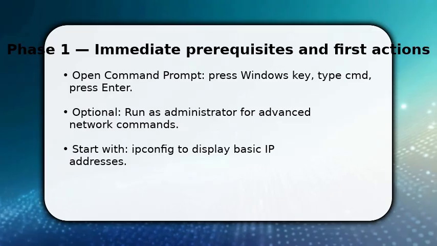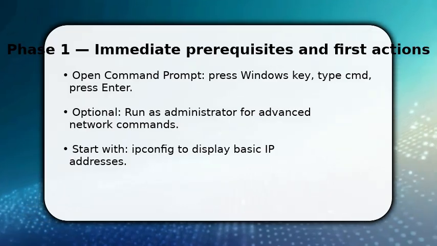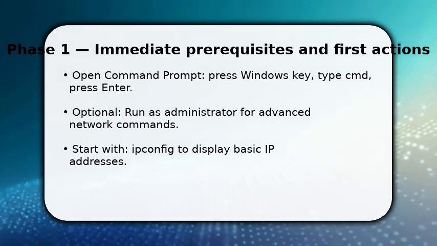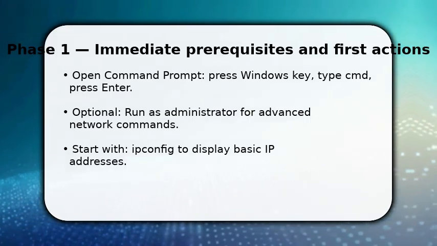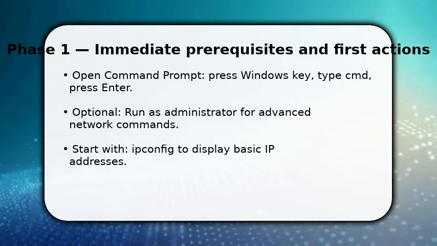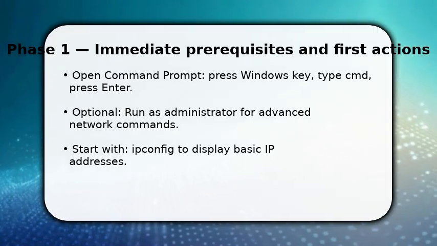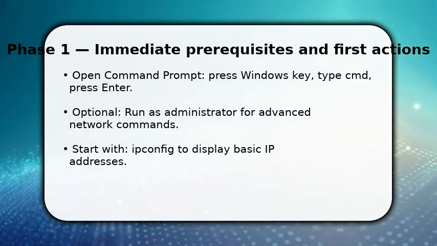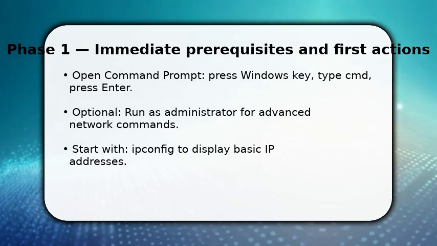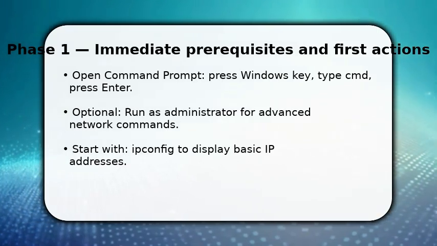You start now by opening Command Prompt. Do it quickly. Press the Windows key, type CMD, and hit Enter. Once the window appears, run ipconfig and look for the IPv4 address line. You do this because ipconfig queries the network adapter and returns the current local addresses. Make sure to note whether you're on Ethernet versus Wi-Fi. That determines which adapter block to read.